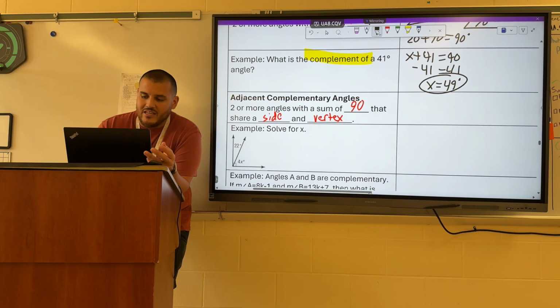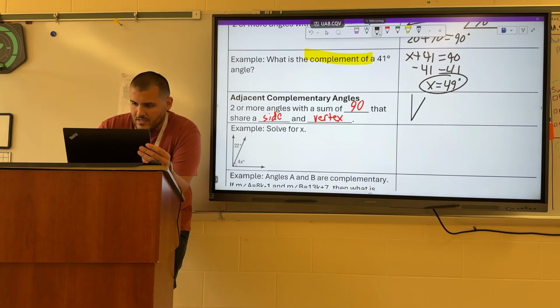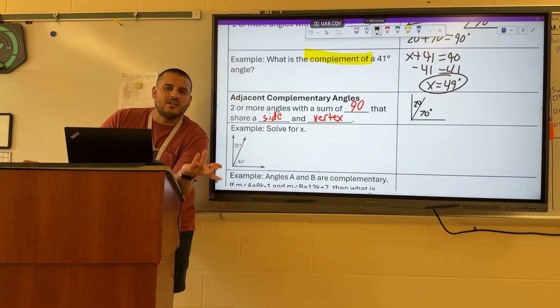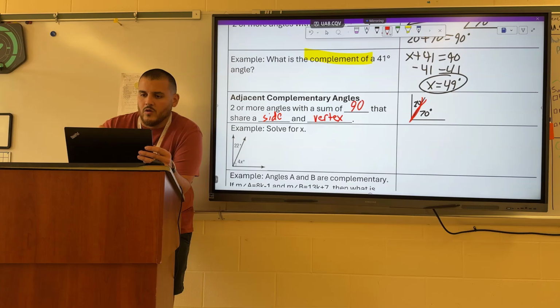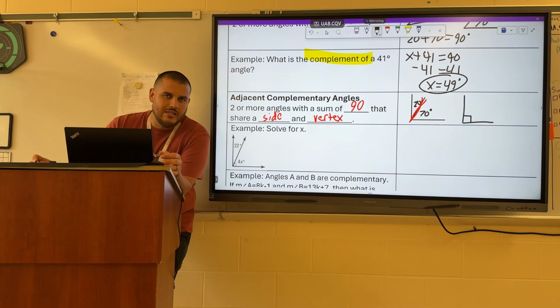if we made those adjacent to each other, so if I had an angle like so, that was 20 degrees, and then next to it, sharing that side there in the middle, had a 70-degree angle, those would be adjacent complementary angles because they're sharing that side there in the middle. Notice that those will combine to give us a right angle, 90 degrees.